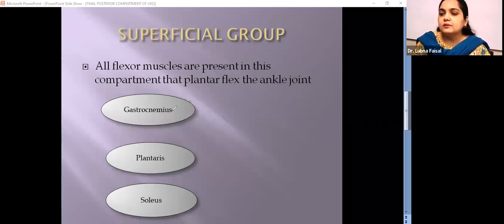Now all the muscles that are present in the superficial and the deep group are supplied by a single artery and nerve, but that artery and nerve is located in the deep compartment. It is responsible to supply the entire posterior compartment muscles, but it is located in the deep compartment, not in the superficial subcompartment of the posterior compartment. So what are the muscles that are present in the superficial subcompartment? Gastrocnemius, plantaris and the soleus. These are the muscles that are present in the superficial group.